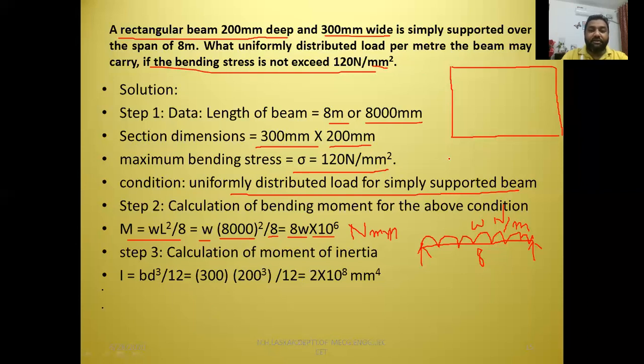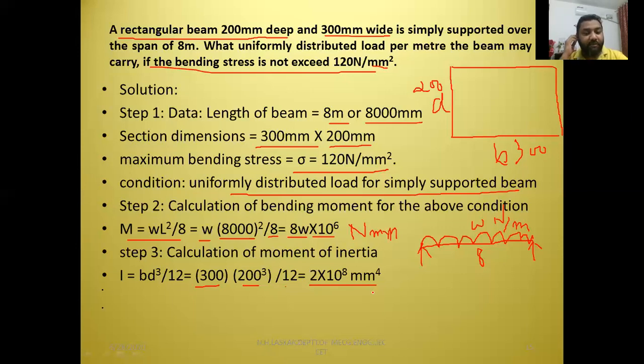Now the calculation of moment of inertia. For a rectangular section, the formula is BD cube by 12. Sorry, B is 300 millimeter wide and D is 200 millimeter deep. So BD cube by 12, B is 300, D is 200 cube, divided by 12. The answer is 2 into 10 to the power 8 millimeter to the power 4.